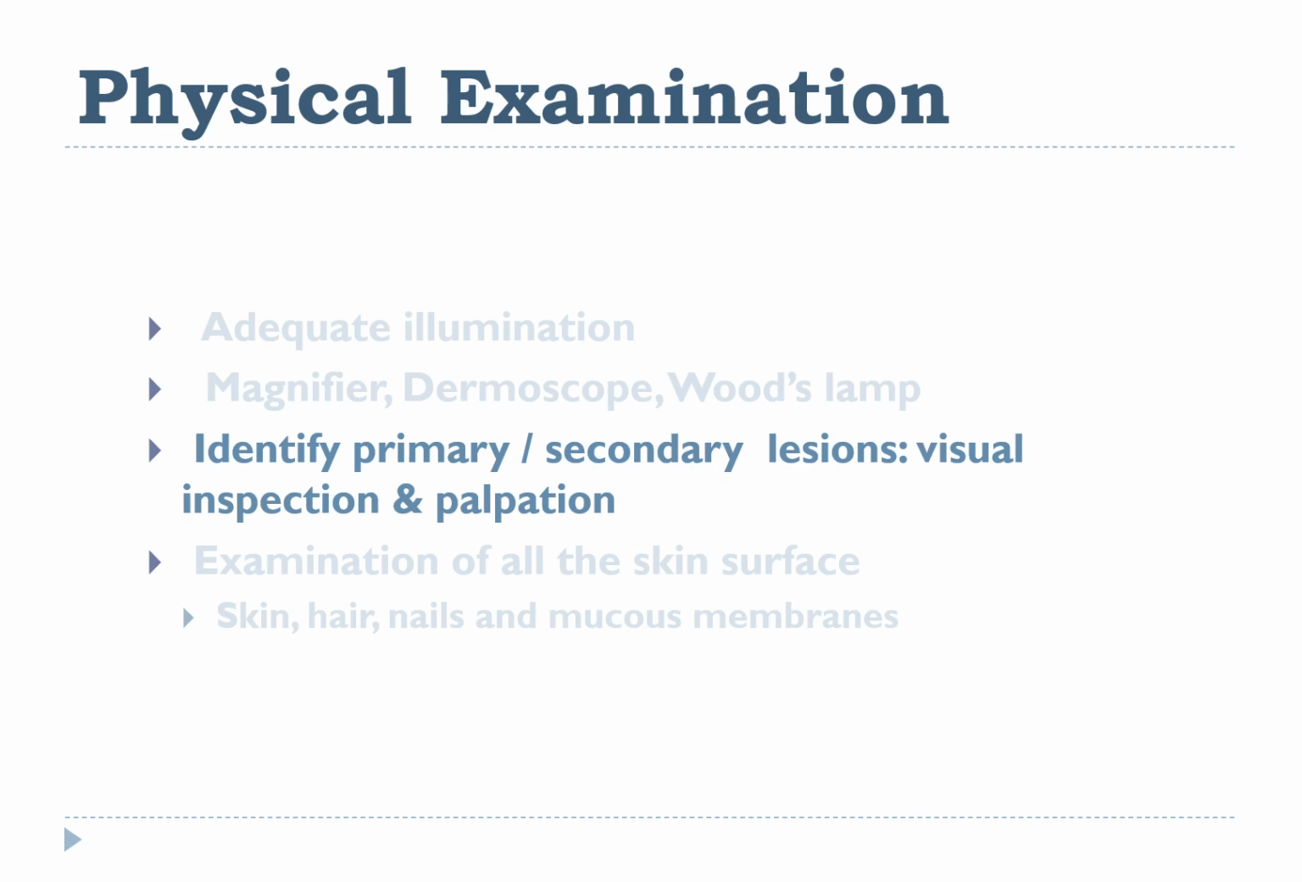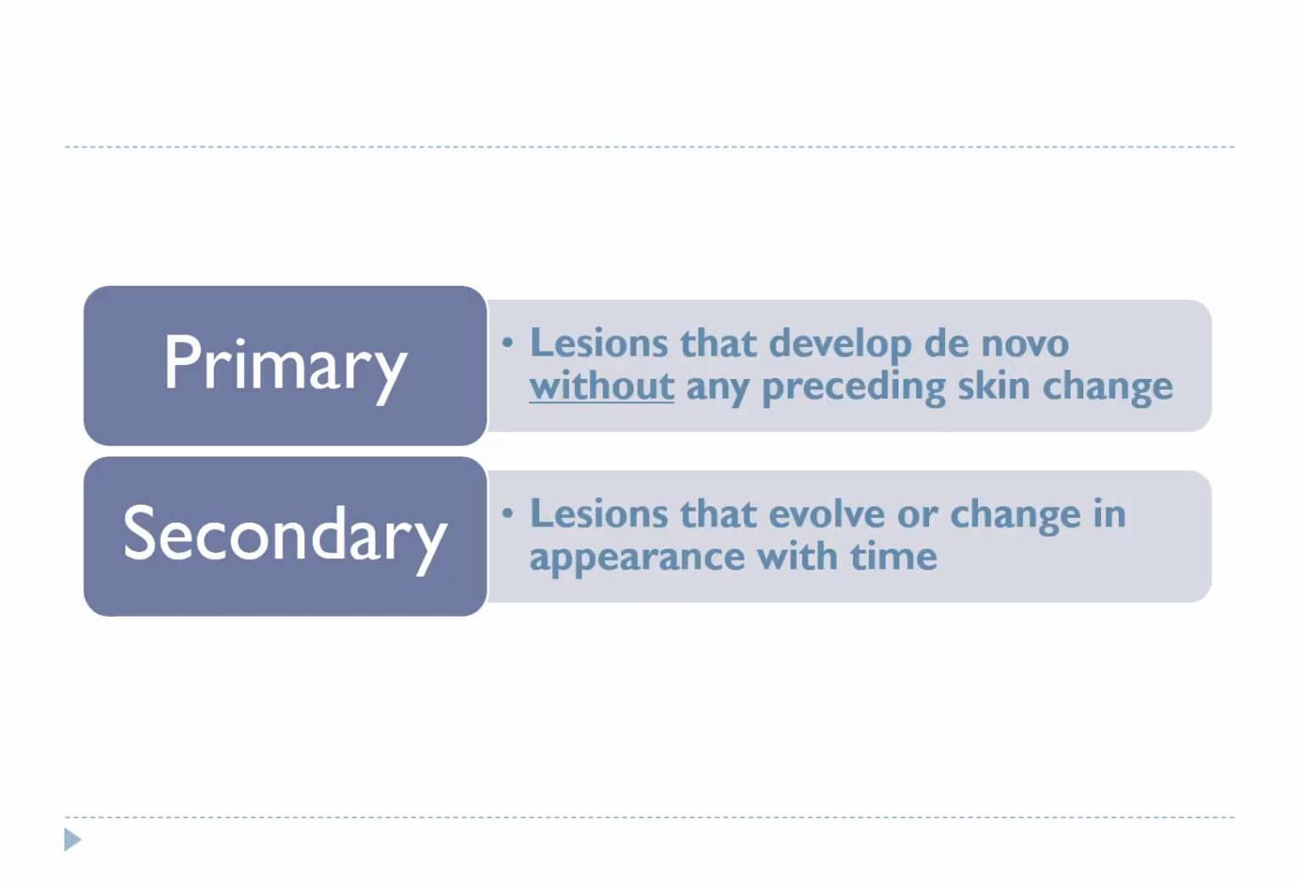So during the physical exam, the first thing we do is identify what we refer to as primary and secondary lesions, not only by visual inspection but also by palpation. So the lesion by definition is an alteration of skin. Primary lesions are those that develop de novo without any preceding skin change. Secondary lesions are those that evolve or change in appearance with time.